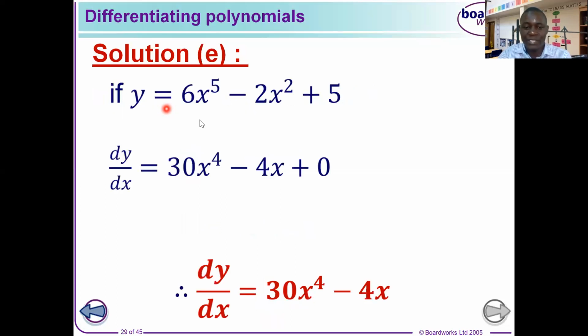All right, so we have this polynomial now. We have y equal to 6x^5 minus 2x squared plus 5. The differential of this will give us 30x raised to power 4. I've reduced the power by 1. Then we have 2 times minus 2, that will be minus 4. So we have minus 4x, reduce the power by 1, so minus 4x raised to power 1. This is a constant. The differential of this constant is going to be 0. So our final answer is going to be 30x raised to power 4 minus 4x.